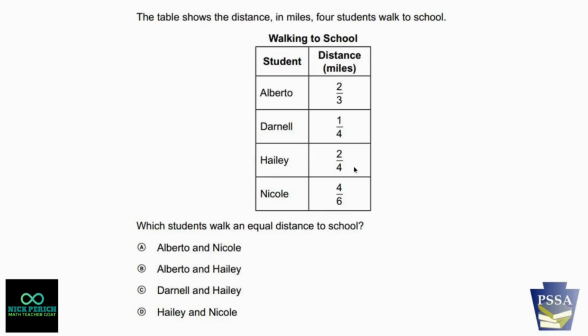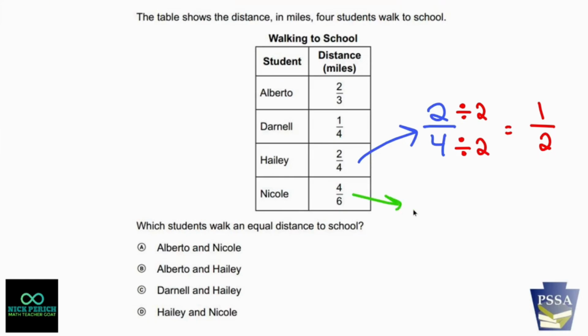Well, I mentioned that Haley and Nicole have fractions that can be simplified. How do I know that? Well, 2 and 4, you can divide them both by 2 because they're even numbers. So if you divide 2 by 2, and if you divide 4 by 2, this fraction becomes 1 over 2. 2 divided by 2 is 1. 4 divided by 2 is 2, so you get 1/2. So Haley is actually 1/2.